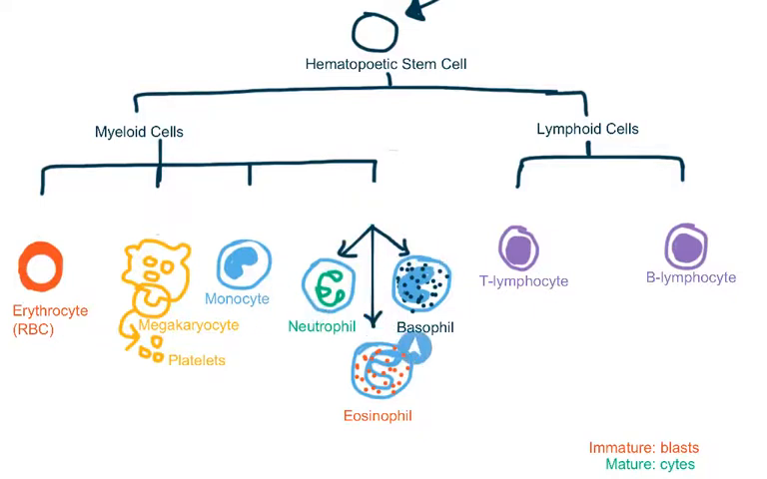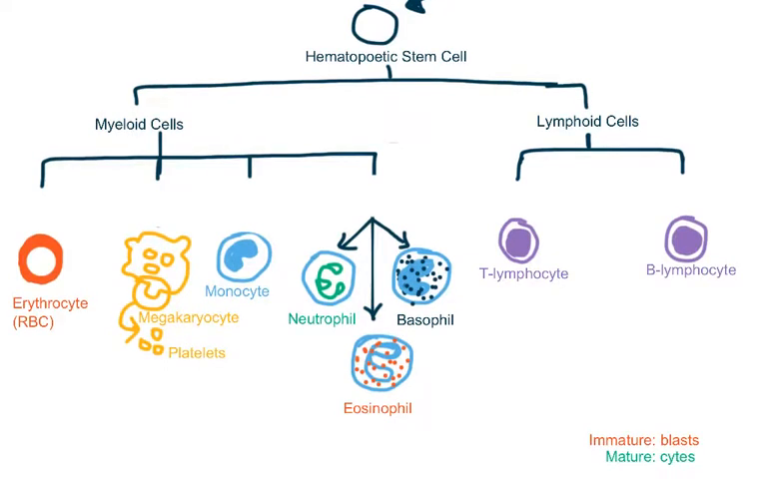Next is the basophil. A basophil looks like a monocyte, but it has a unique feature that it has these bright blue granules in its cytoplasm. The last type of myeloid cell is the eosinophil. It has a nucleus that is in two pieces and it has these bright red granules in its cytoplasm. So here we have myeloid cells on this side and lymphoid cells on the other side.